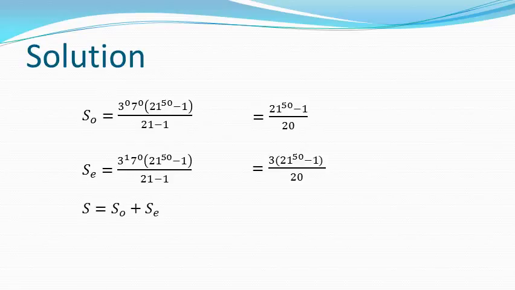So the total sum would be S_O plus S_E, and that is equal to this expression, which simplifies to (21 to the power 50 minus 1) divided by 5. So the correct answer is option A.